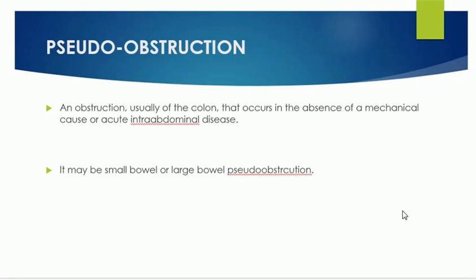Now, talking about pseudo-obstruction. What is pseudo-obstruction? An obstruction, usually of the colon, maybe the small intestine also, that occurs in the absence of a mechanical cause or acute intra-abdominal disease. When there is no mechanical cause detectable and no acute intra-abdominal disease, after excluding these, then we can say that this is a case of pseudo-obstruction. Pseudo-obstruction can affect the small bowel also, but usually it is the large bowel.